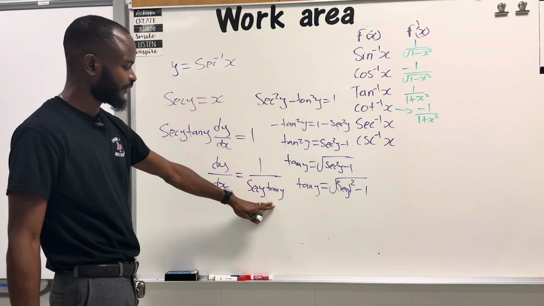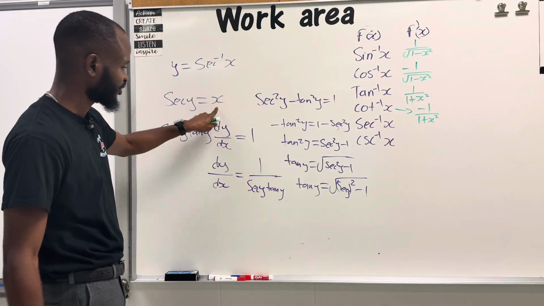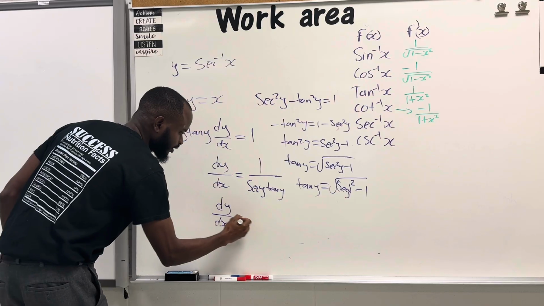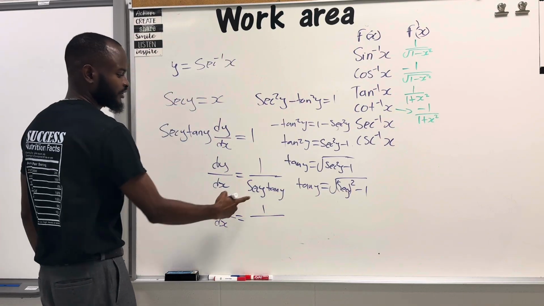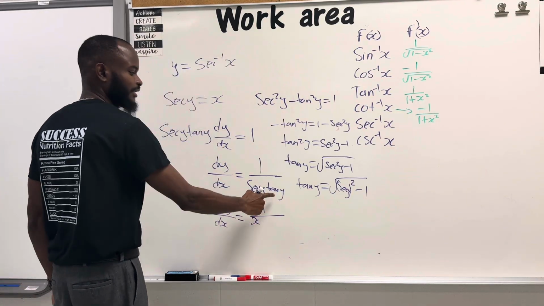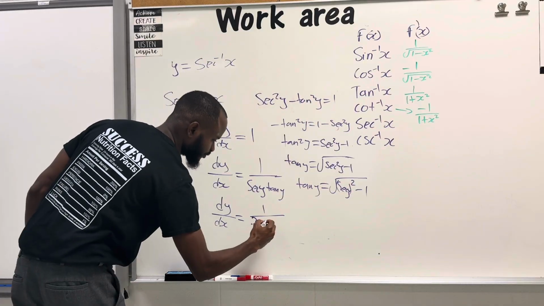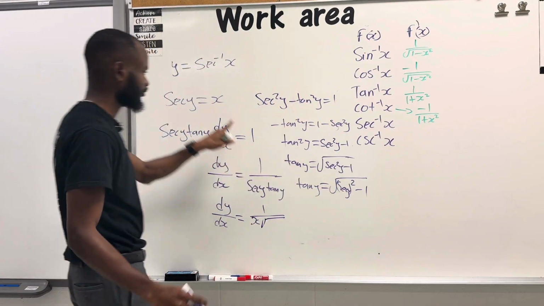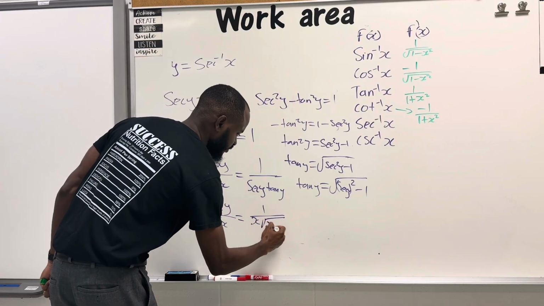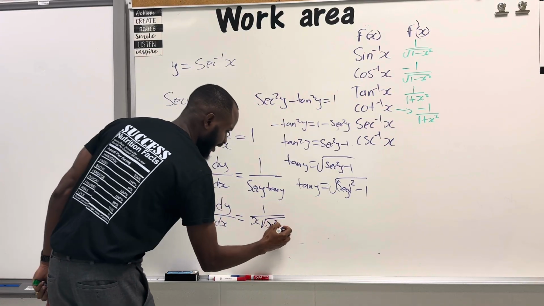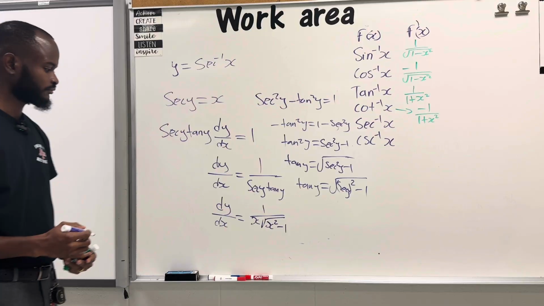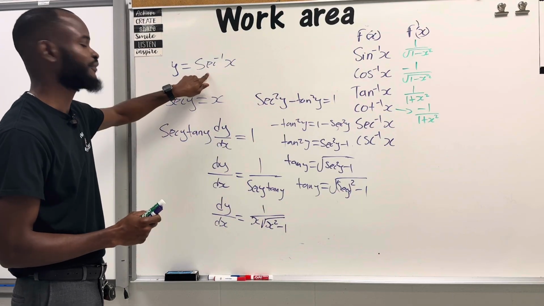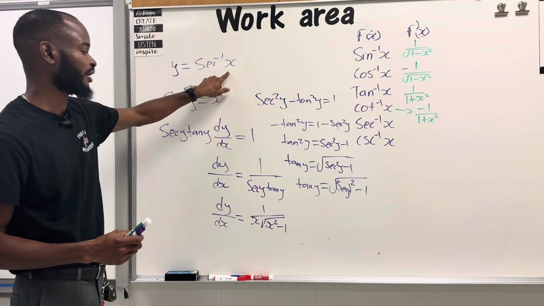So over here, on the other hand, we know that secant y is just x. So in reality, what we have is dy by dx is equal to 1 over x times tangent of y, which is the square root of, instead of secant y, I'm going to replace that with x right here. So that's just x squared minus 1. And this right here is the derivative of secant inverse of x.